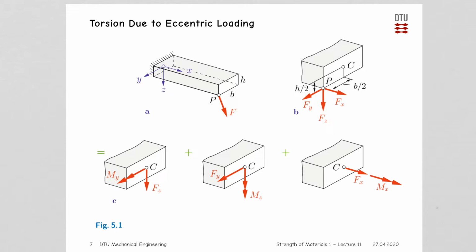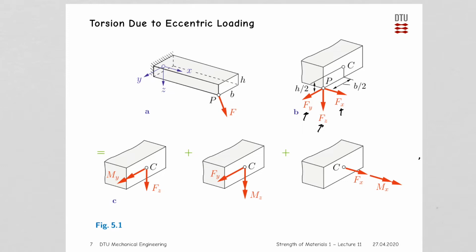Now, in a two-step procedure, we see first that we can resolve the force F into the three components, Fx, Fy, Fz, acting in the corner where we have the load acting as well. But with the aid of some of the results that we already covered in the first weeks, where we can see the equivalent force system, we can actually move that force system into the centroid C, and then add a few moments to get the equivalent force system.